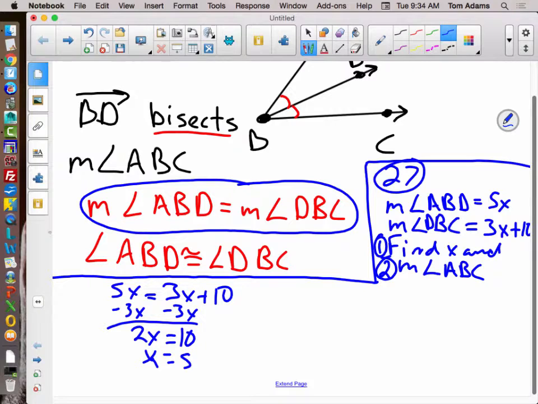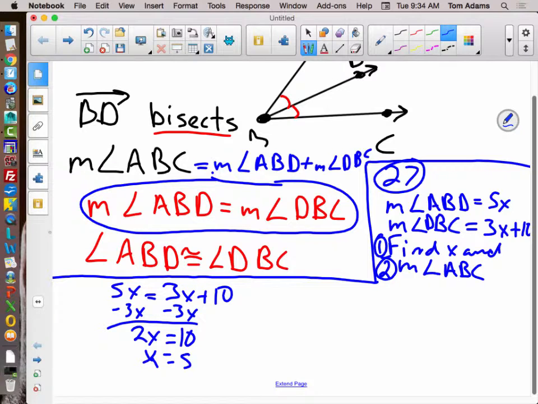All right, so now to find ABC, it is equal to the sum of the measure of angle ABD plus the measure of angle DBC, right? Because the sum of the parts are equal to the whole, so those two angles, when we add them together, will equal the big angle ABC, right?